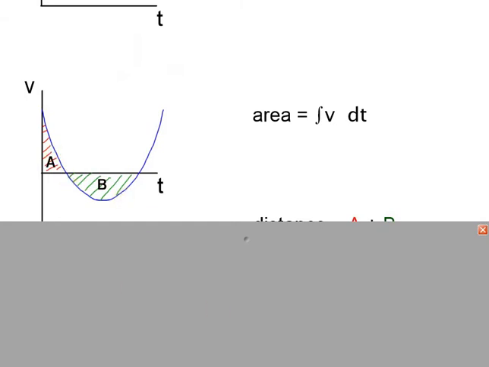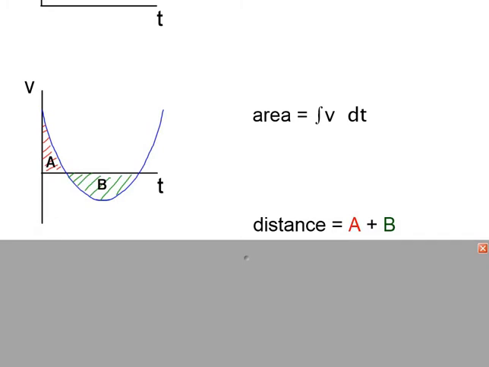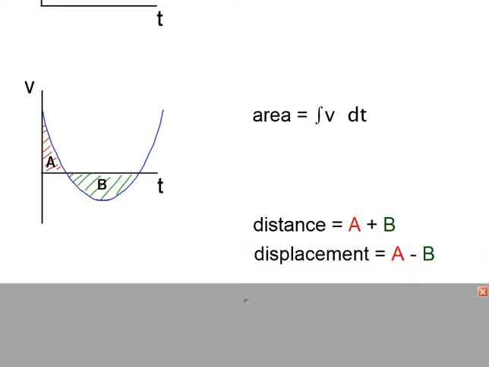The area shaded is given by integration, so we take the velocity function and integrate with respect to time. The distance traveled is the sum of these two areas. We need a positive area for B and a positive area for A, and you add them together. If we're looking for displacement, then it's the area of A minus the area of B, where the area of B is a positive area.